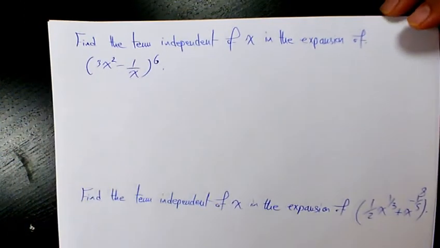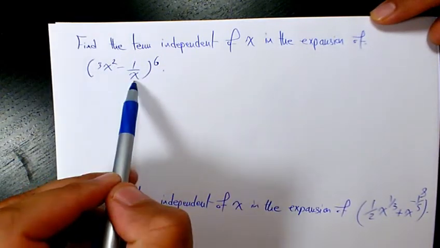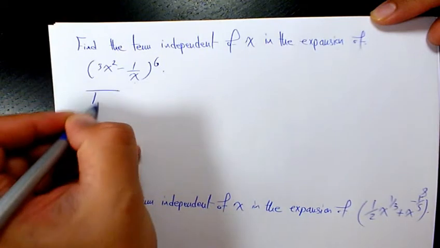Let's look at this one. Find the term independent of x in the expansion of (3x² − 1/x)^6. T(r+1).